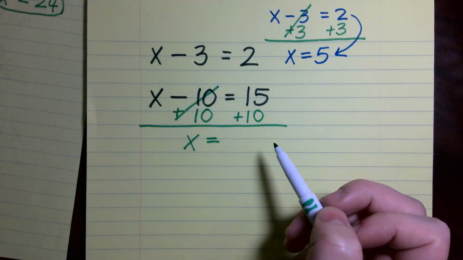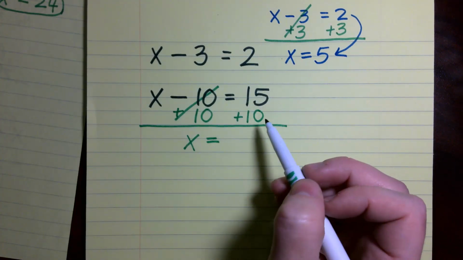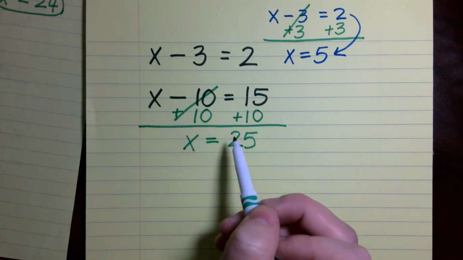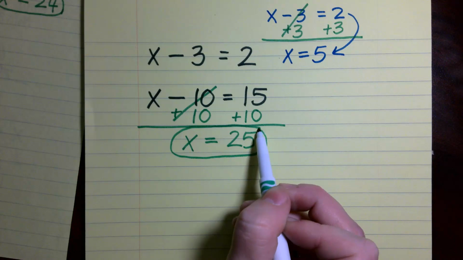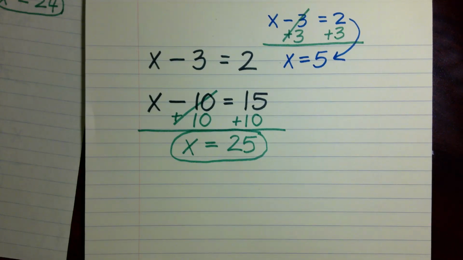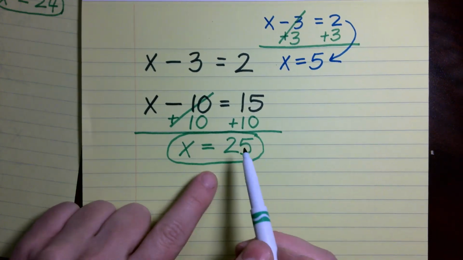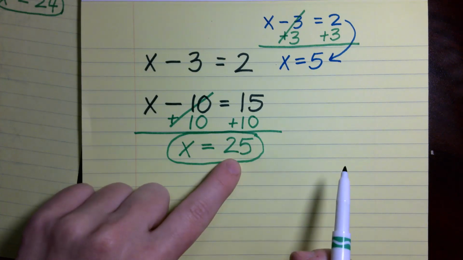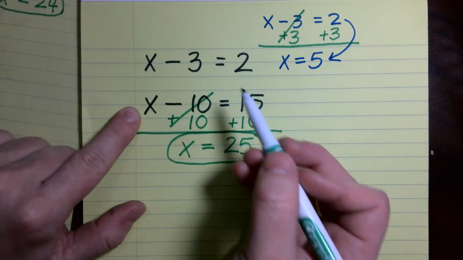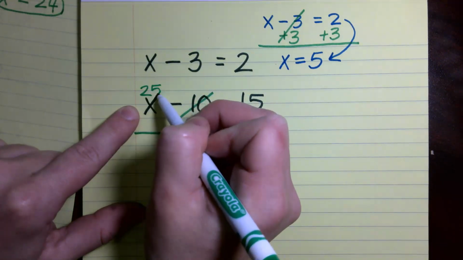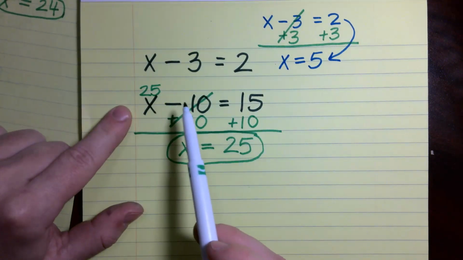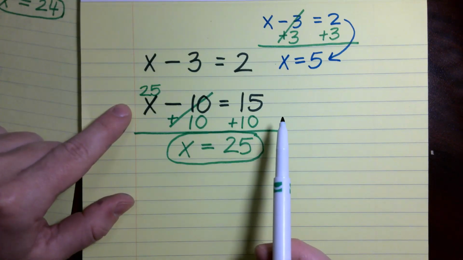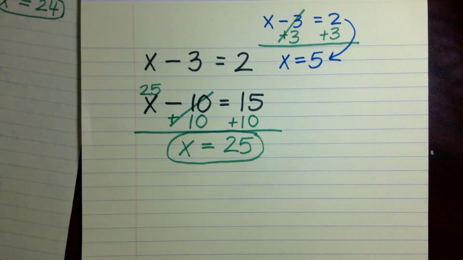Awesome. Okay. And then I heard somebody say it, 10 and 15, you add them together, you get 25. So our answer here would be X equals 25. Now if we wanted to make sure that we did get the right answer, we can take that 25 that we found for X and put it back in the original equation. So 25 minus 10, is that equal to 15? It sure is. So we know we did it right, guys.